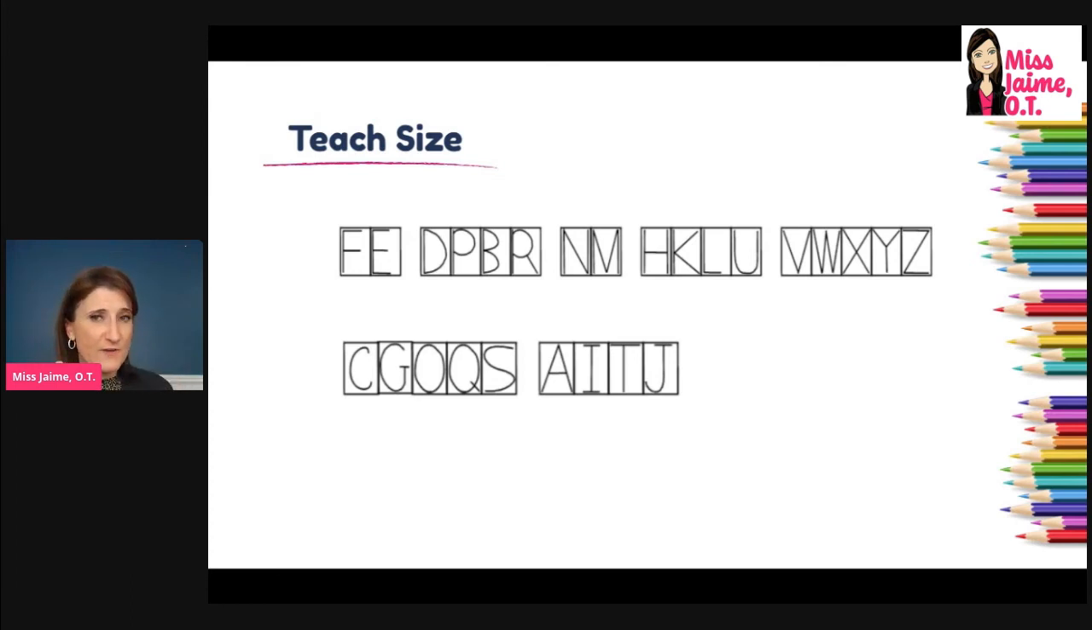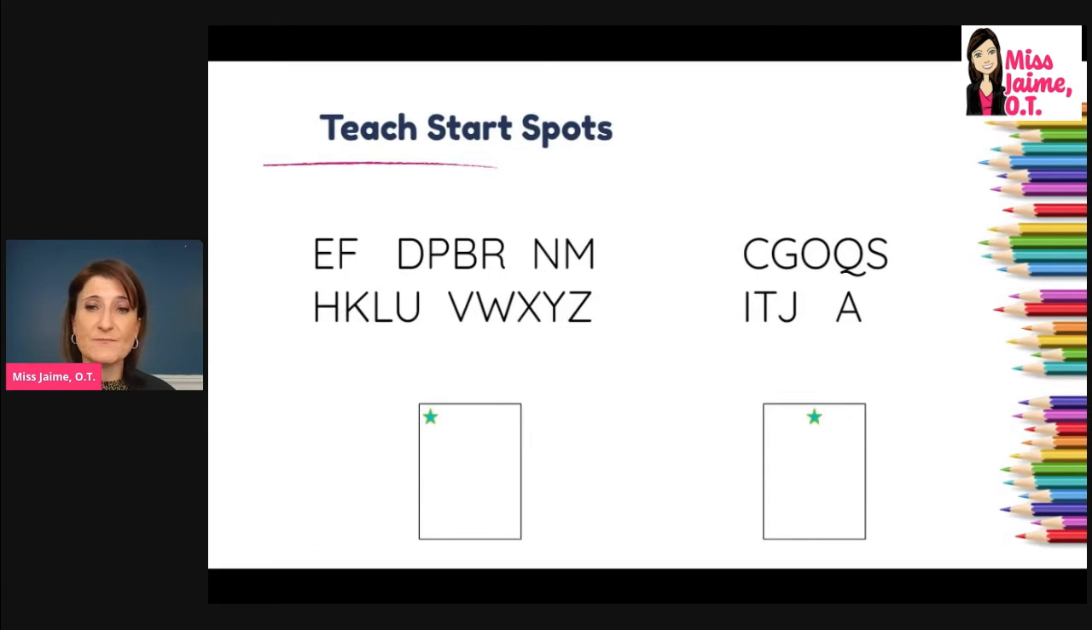This is something that the Handwriting Without Tears program does as well. Also, the Size Matters program. They don't use boxes like this, but they do use color coding, and they'll call the letters size 1 letters or size 2 letters. It depends, but it doesn't really matter as long as you're using the consistent language that your child's program is using.